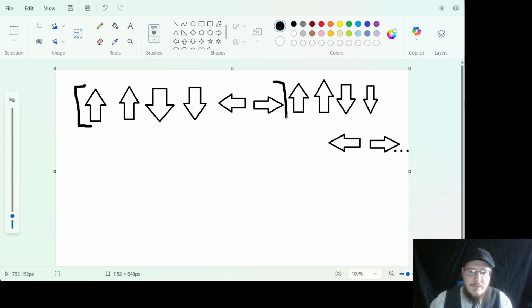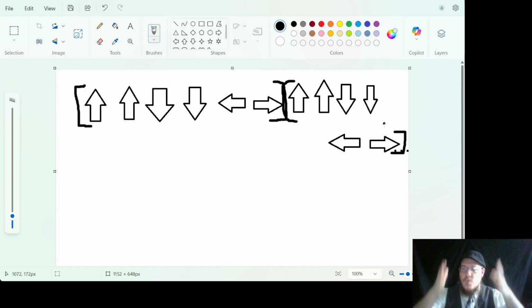Up, up, down, down, left, right. Up, up, down, down, left, right. Right here is our pattern, and then it repeats. So real quick, boom. For our pattern, it's up, up, then down, down, then left, then right, and then repeats. Right there, boom, good to go. We've got our pattern. Quick and easy.